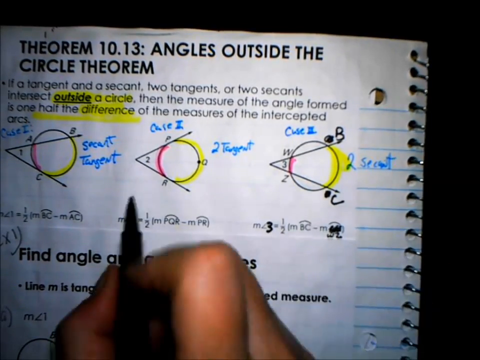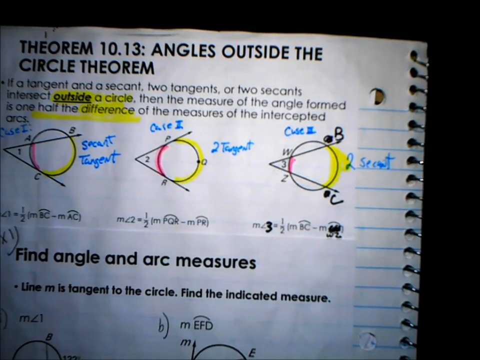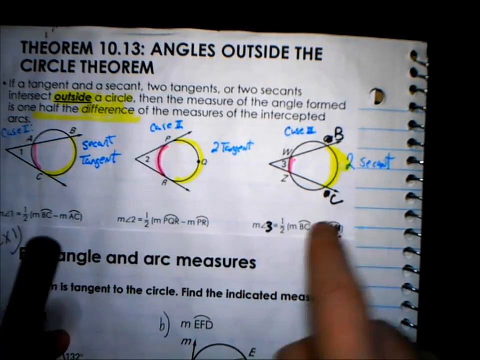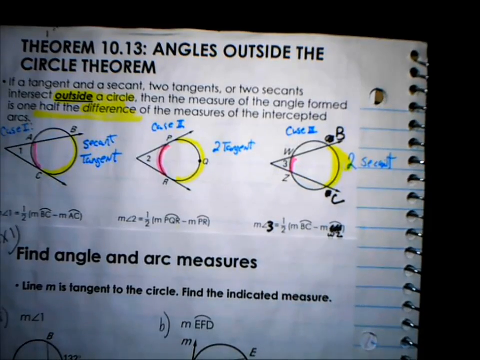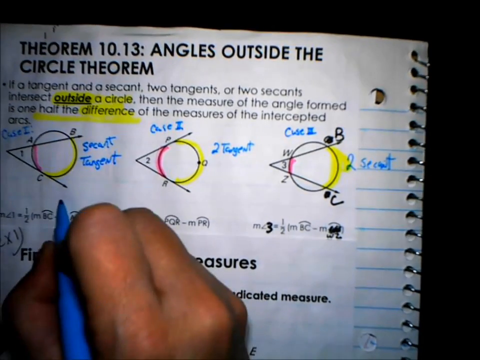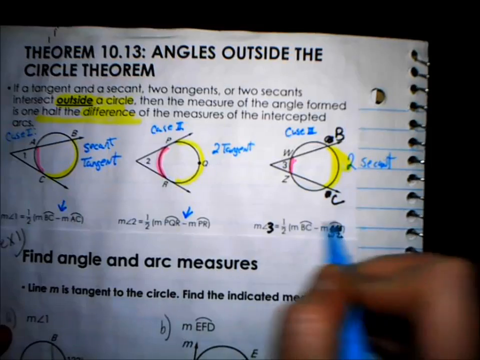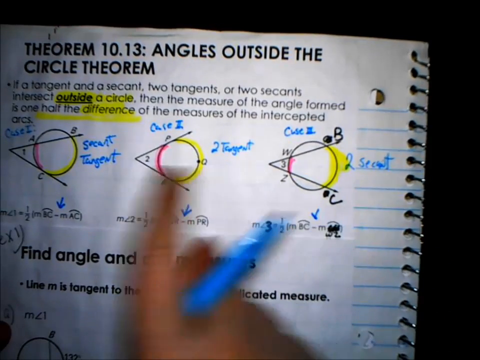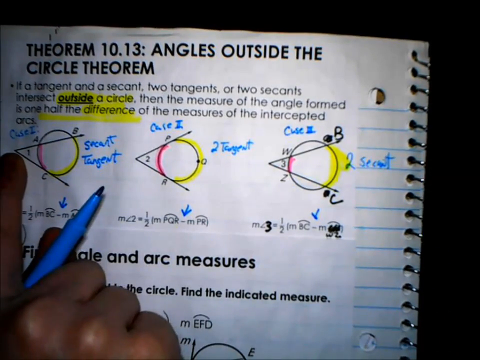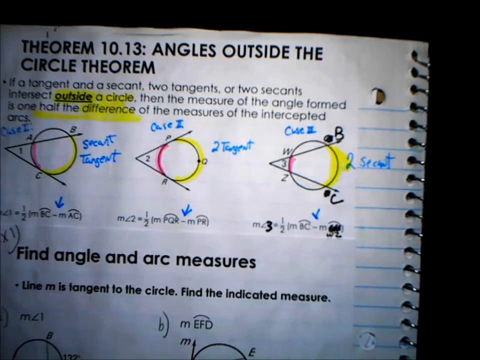Alright, so you have your 3 different cases here, with a subtraction taking place in every single one of these. It is all being subtracted, and that's because these intersect outside of our circle. Make sure you make that clarification.